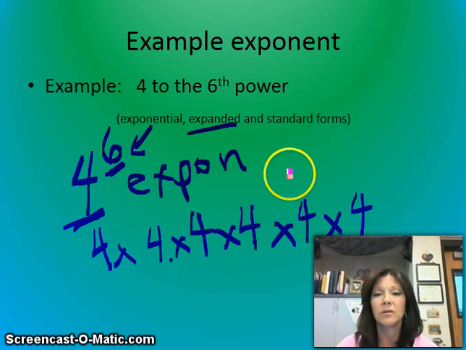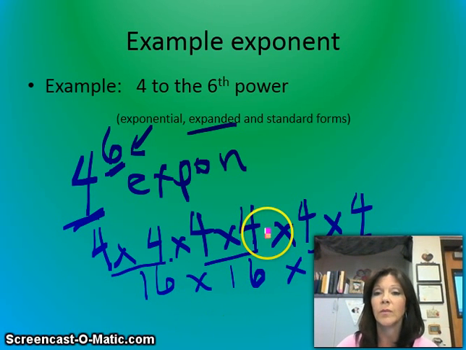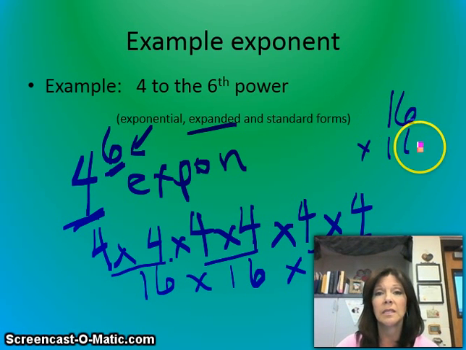Now in standard form, that simply means we need to give it an answer. So we need to think 4 times 4 is 16. We can do this a couple different ways. 4 times 4 is 16. 4 times 4 is 16. But now I have to take those numbers and multiply those together. So it's a lot of multiplying. So let's think over here. 16 times 16, it's going to be a big number.